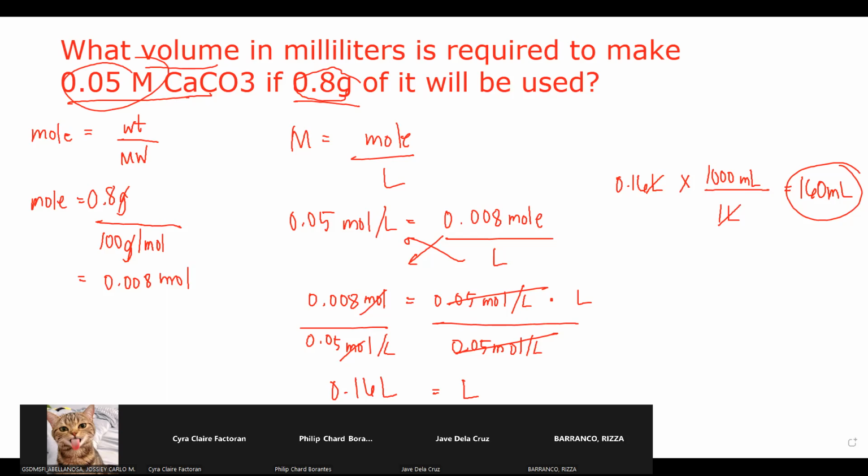Okay, wait lang ha. Pakicopy lang muna. Wait lang. Dumating.